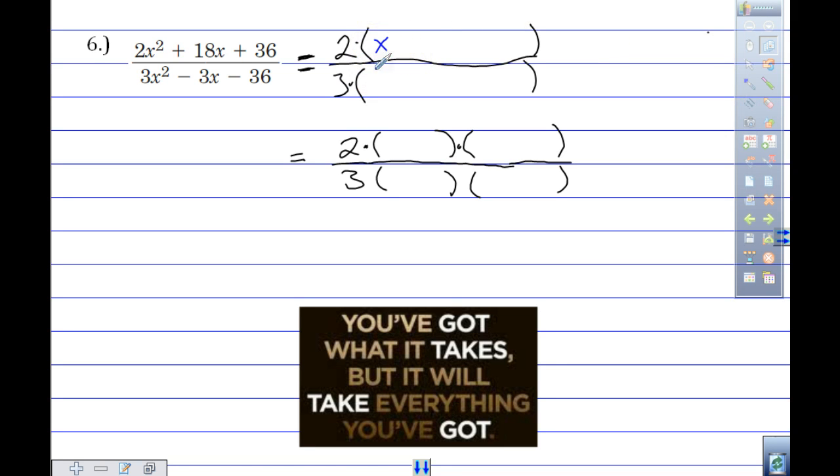And dividing everything by 2. You got this. The bottom, you got to divide everything by 3. You got this. Minus x. Minus 12. What did the top factor to? Yeah, what multiplies to 18 and adds to 9? 6 and 3.